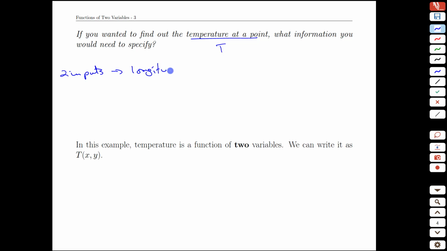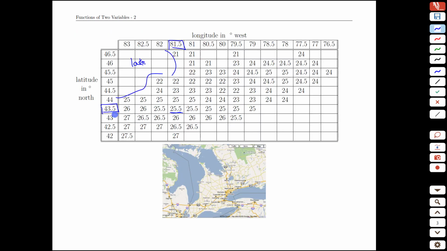Longitude and latitude. Until we specify both of those, we don't have a single temperature point. For example, if we just said, I'm at latitude 43.5 north, then that could correspond to any temperature along this range. There's no single output until we also commit to a longitude value.